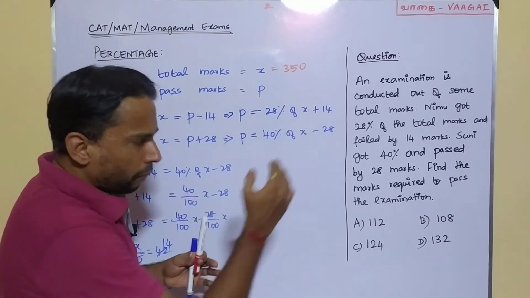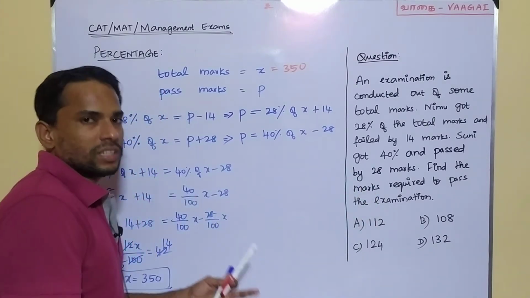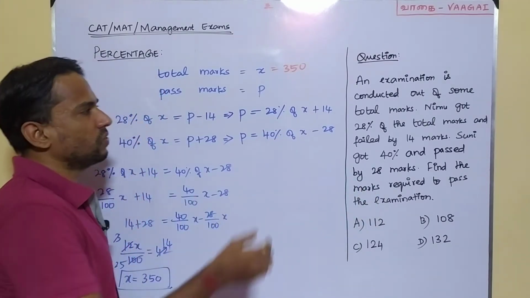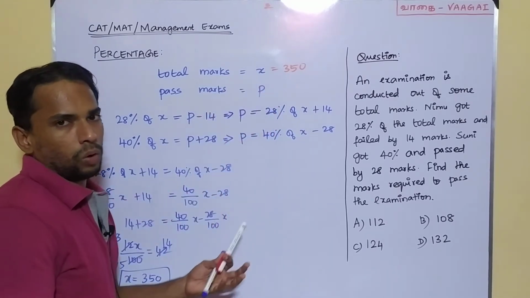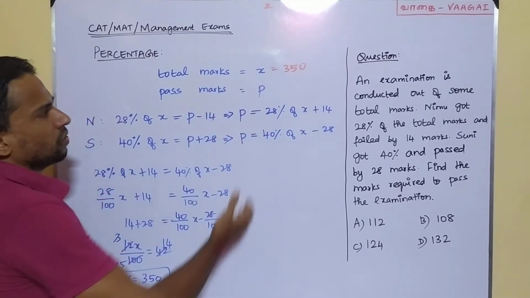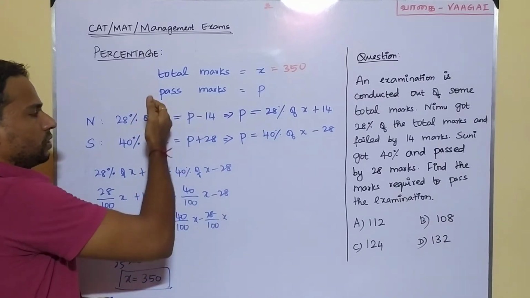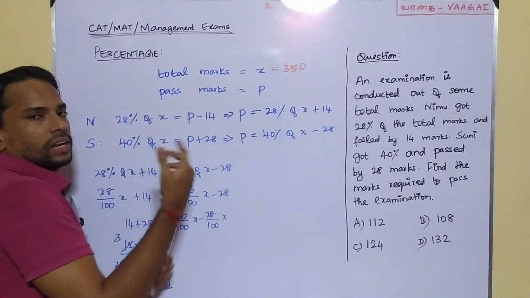We are asked to find the pass mark. What marks is required to pass the examination? That is what is asked in the question, right? That means we have to find the value of p. Now almost we are there. Why? Because if we simply substitute here any of these expressions, the value of x, we can easily get it.